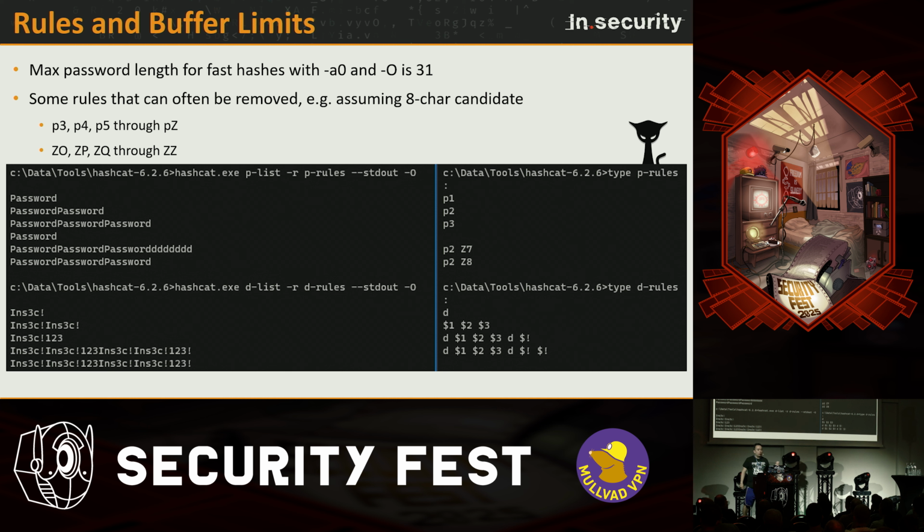Similarly, with the D rule at the bottom, we can duplicate our word, insecure. We can append 1, 2, 3 to it. We can duplicate, append 1, 2, 3, but then when we duplicate again, it will duplicate the entire current buffer, not the original root base word. So you can see how that's built up there. If we add a last exclamation mark on the end, that puts us into 32 characters, no operation, we don't get it.